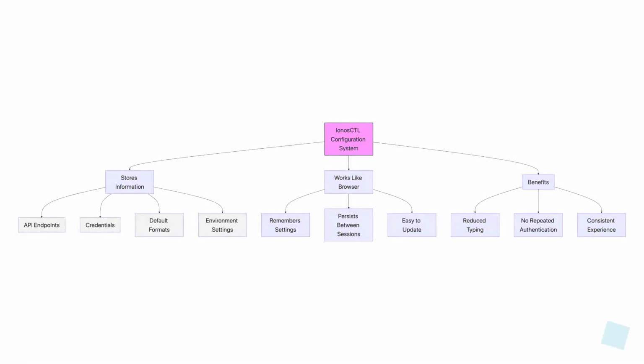Oh, you'll be happy to hear this then. Ionosctl has a really thoughtful configuration system. Think of it like how your browser remembers your logins. It stores your API endpoints, credentials, and even output preferences, so you don't have to repeatedly enter them. In production environments, this is a huge time saver, especially when you're switching between different Ionos environments.